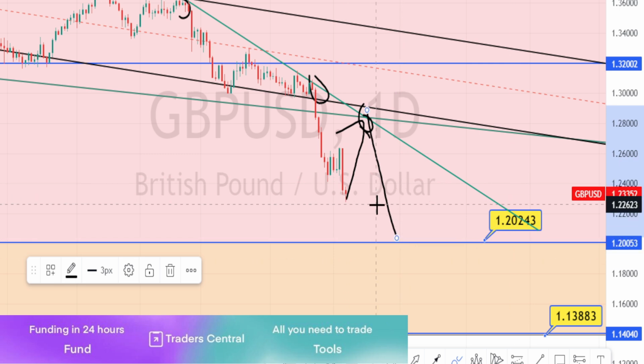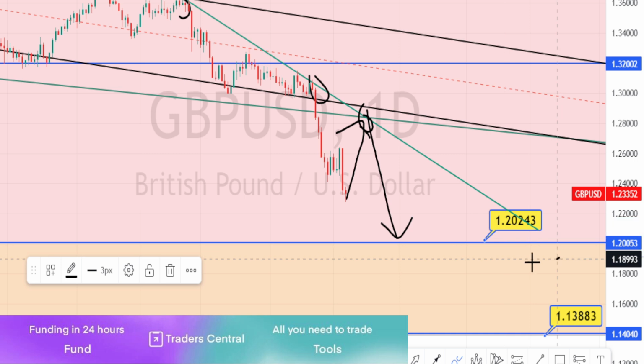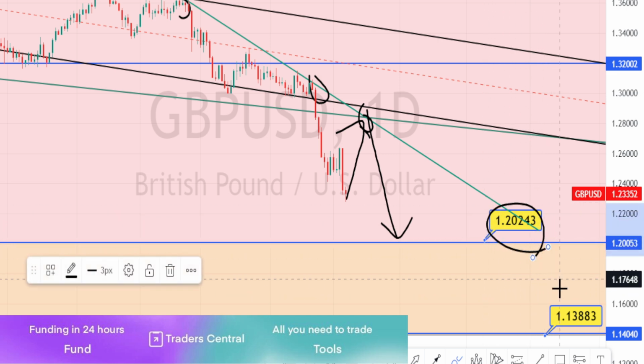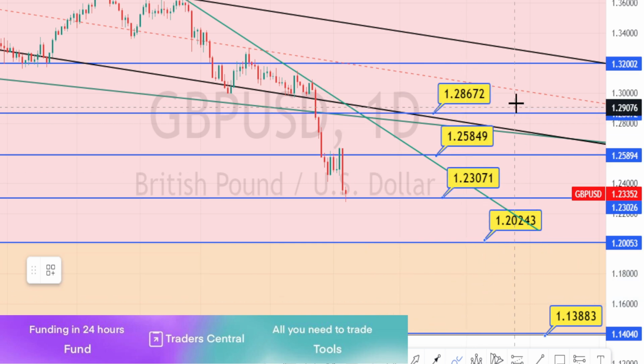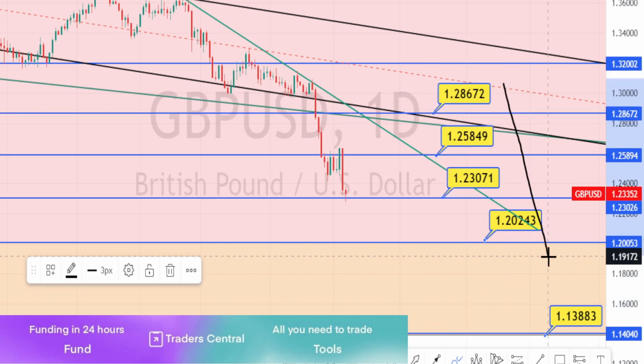So if the bearish trend continues, the next level of support is going to be around 1.20 from the monthly time frame. So this whole area between 1.20 to 1.13 is going to be acting as a strong support for the future price action. So these are all the resistance and support levels for the daily time frame.